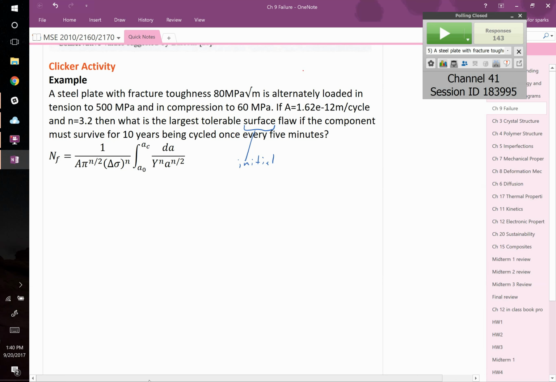Where do you even begin on a question like this? Let's just work it together. Well, first off, let's figure out how many cycles it has to survive. It has to survive 10 years, being cycled once every 5 minutes. So how many minutes are in 10 years?